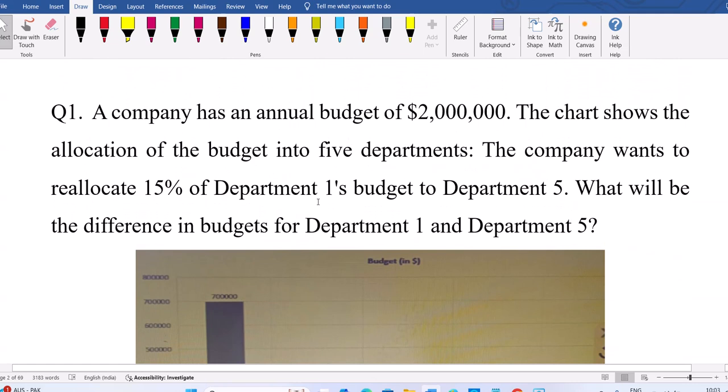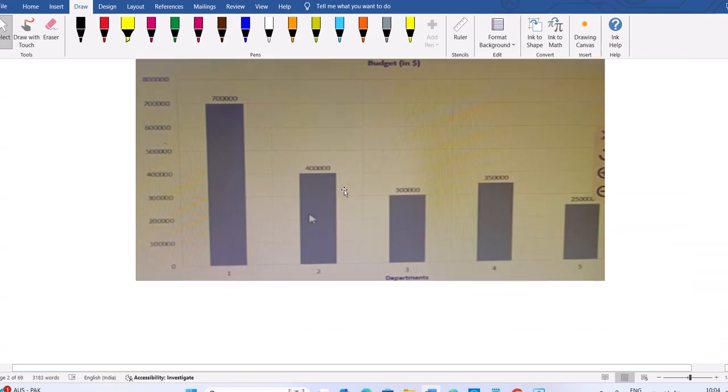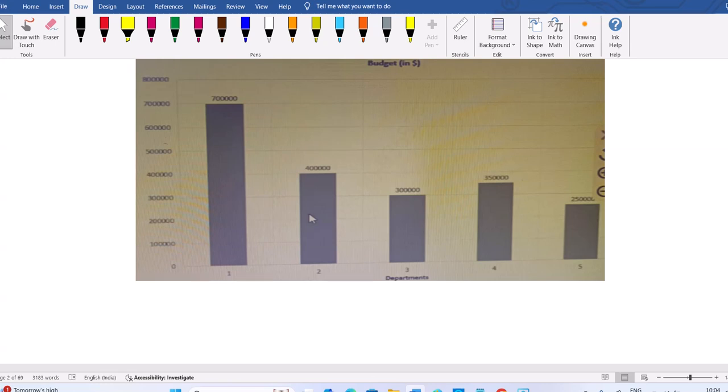Fine. And here first, what they are giving in the question: a company has an annual budget of 20 lakh dollars, so 2 million we can say, right? 1 million equals 10 lakhs, so $2 million is there. And the chart is allocating the $2 million or 20 lakh dollars to 5 departments. Sir, how did they allocate? This is related to the first chart.